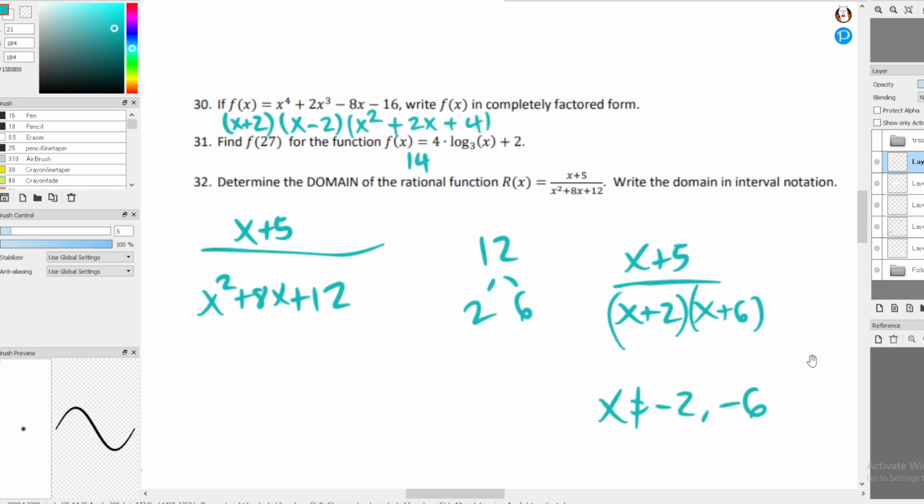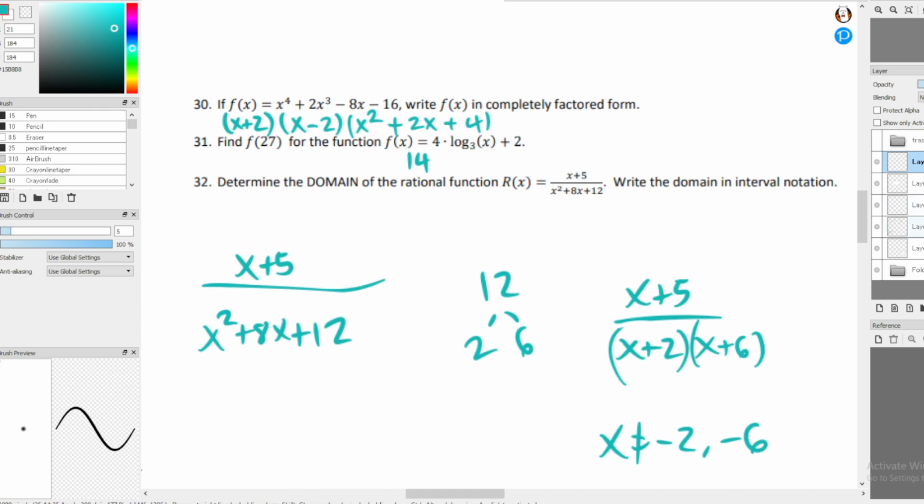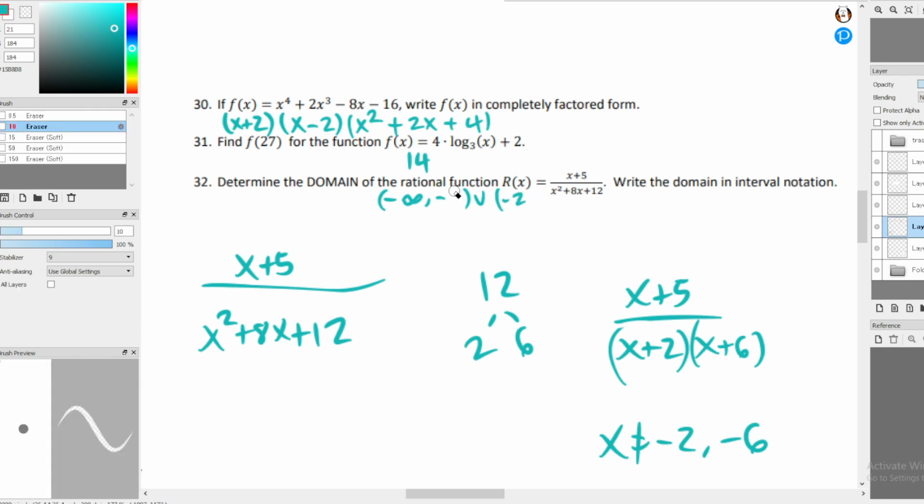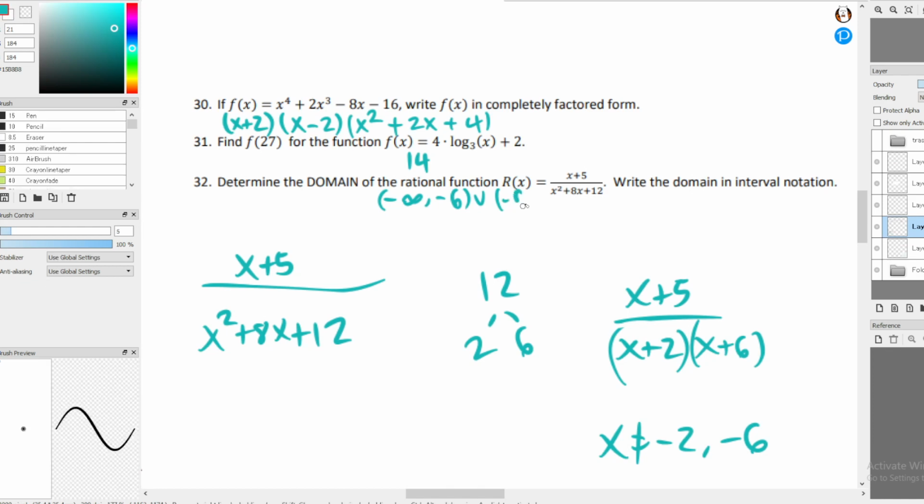So our domain, let's move this down a bit. Our domain is going to be negative infinity to -2, union -2 to, oh, sorry, that should be -6, because we do smallest to largest, and -6 is smaller than -2. Union -2 to positive infinity, and that would be our domain of our function.